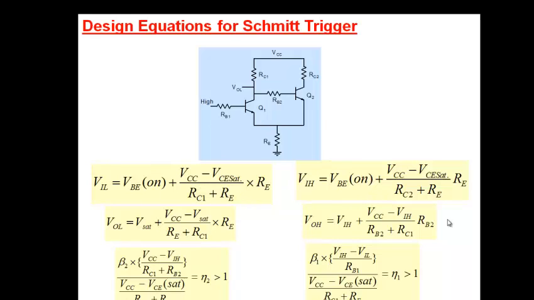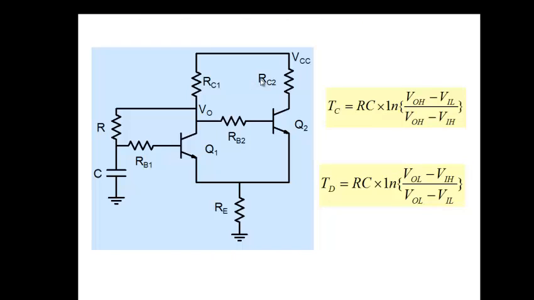1, 2, 3, 4, 5, 6 equations are there, and using these 6 equations, you can now find the values of RB1, RC1, and all of that. Once you decide that you want a VIH of so much, VIL of so much, V0L of so much, V0H of so much, once you decide the values that you want, you can use these equations to determine all the values here, RC1, RC2, and all. Okay, and we already have these equations.